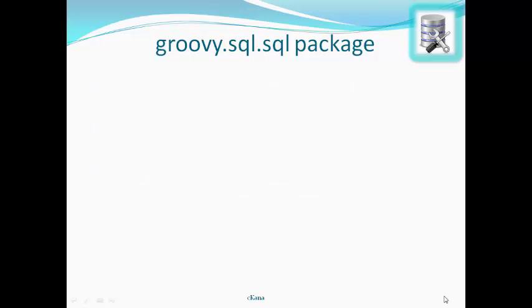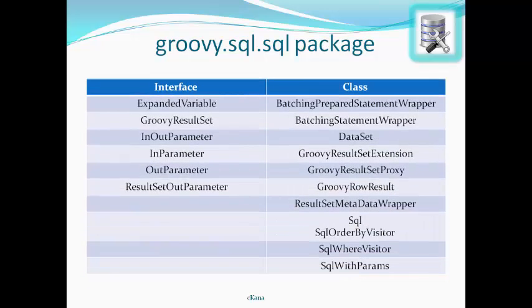Now let's look at the groovy.sql.Sql package in detail. Here is a list with the interfaces and the classes which are included in the package. Now I'll explain the interfaces and classes and what they do in detail. The first interface, ExpandedVariable, identifies a variable to be expanded into a SQL string rather than representing a placeholder. Second, GroovyResultSet. It represents an extent of objects. Third, InOutParameter is a type of parameter passed to and returned from a callable statement.